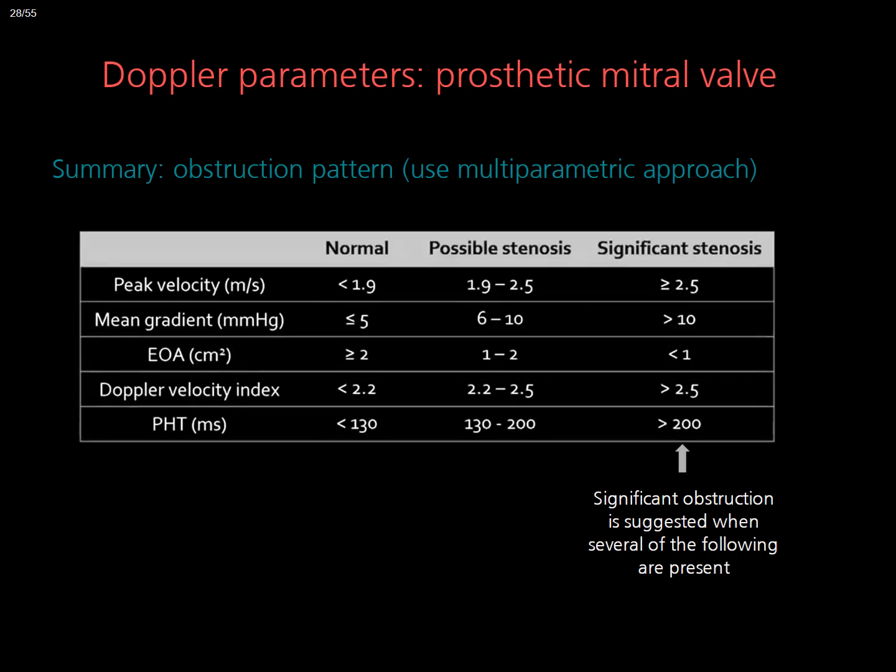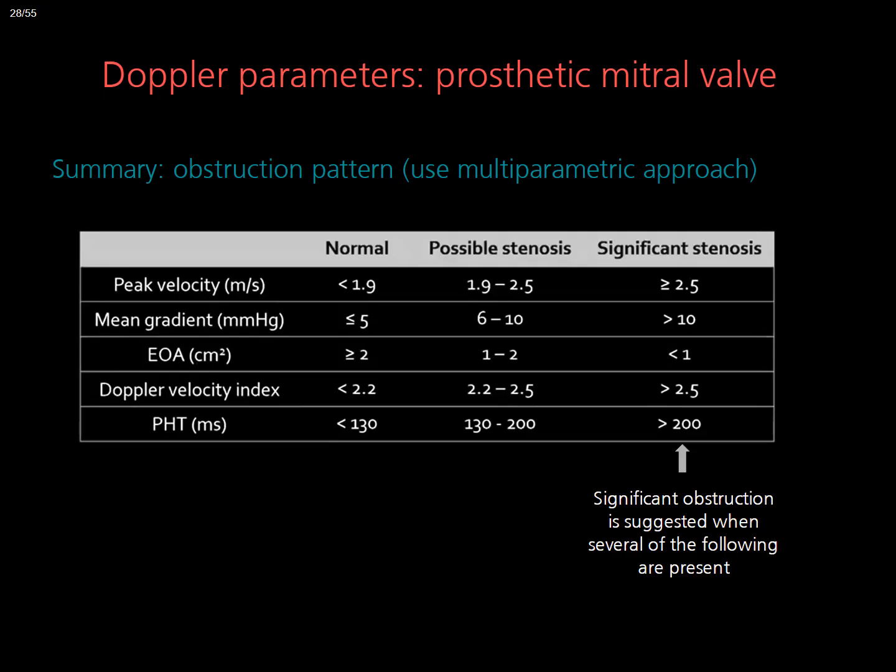This table brings the prosthetic mitral Doppler parameters together in one place. The key principle is pattern recognition, not a single cutoff. If peak E velocity is 2.5 meters per second or higher, and the mean gradient is above 10, think obstruction. Support that suspicion with a small continuity EOA and a raised DVI above about 2.5.